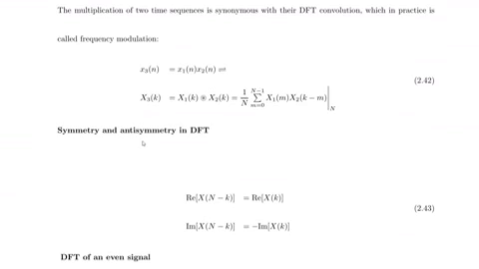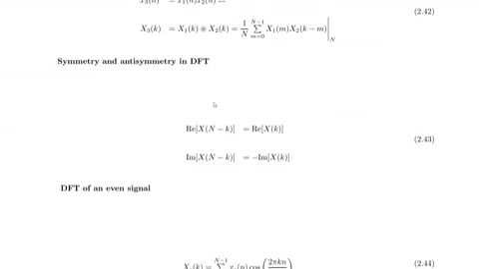Now, symmetry and antisymmetry in DFT. The real part of X of capital N minus k will be equal to the real part of X of k, but the imaginary part will be negated. Im X of N minus k will be minus Im X of k, the imaginary part.